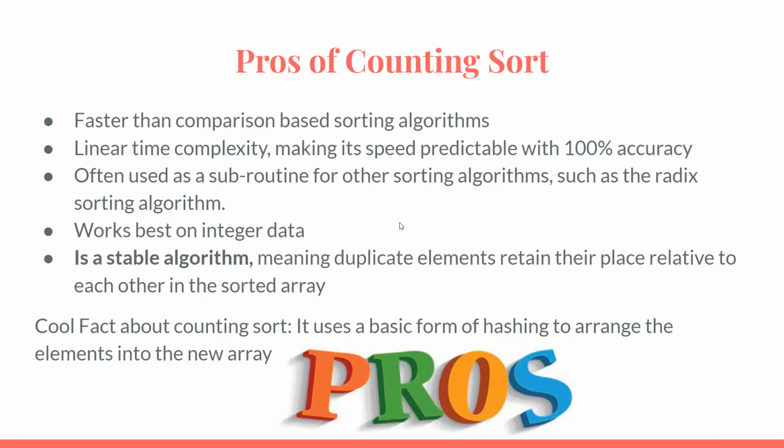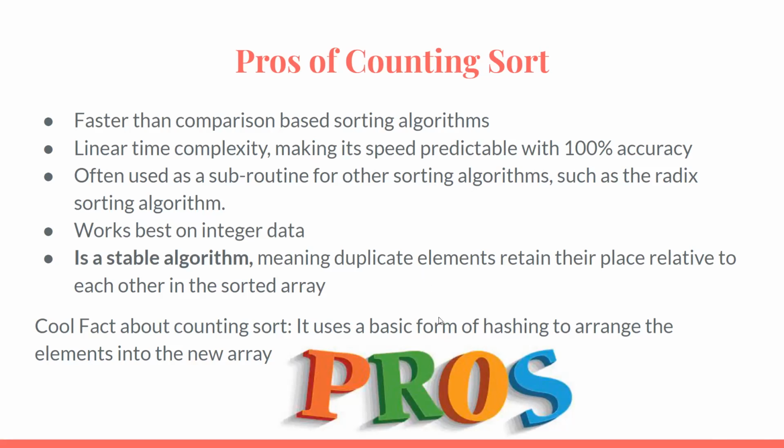It's a stable algorithm, which means that duplicate elements in the array that needs to be sorted will retain their place relative to the duplicate elements in the array. So, like in our example, there were two ones. So the one that came first in the original array will come first in the second array.